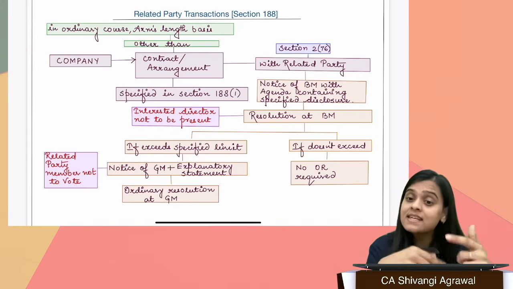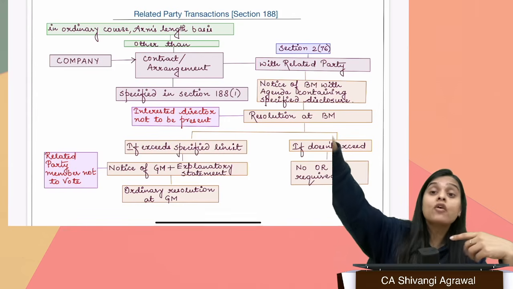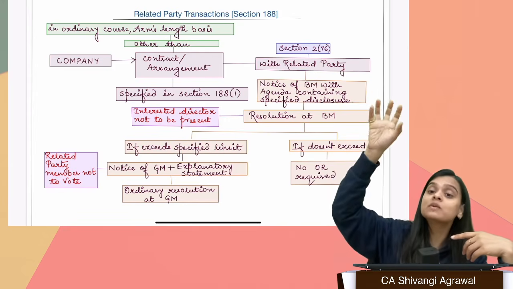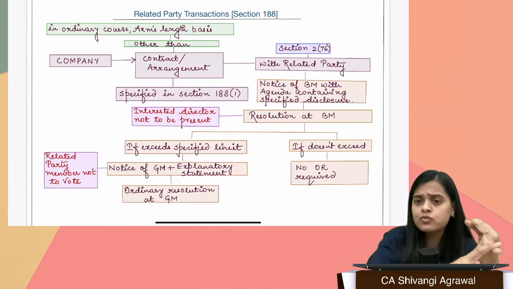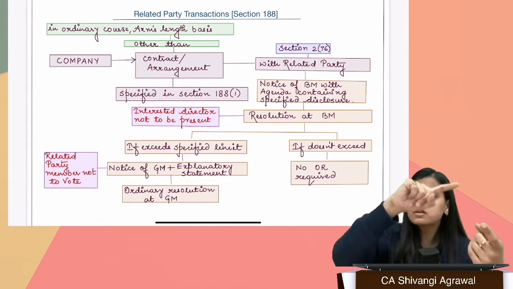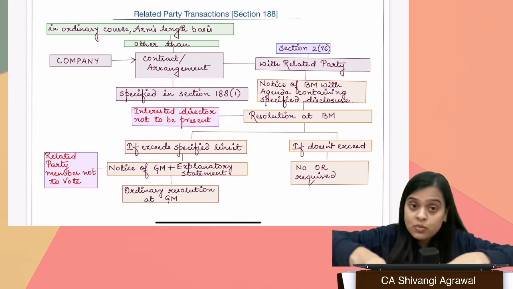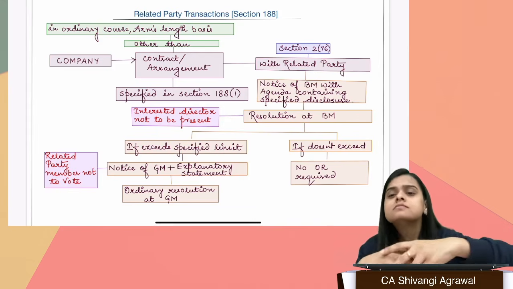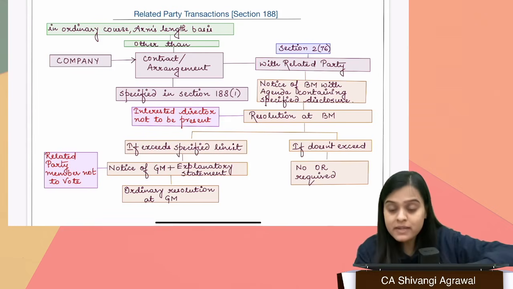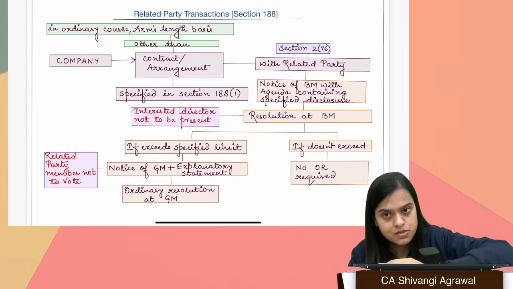But if you exceed the limit, then thereafter you will also send the notice of general meeting along with an explanatory statement, which will again specify the name of the related party, the director who is involved, the nature of relationship, the terms of contract, the pricing, other information, etc. Now the members will come. There will be voting and all of that, and all you need is an ordinary resolution.